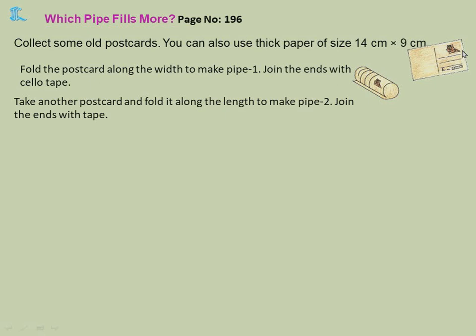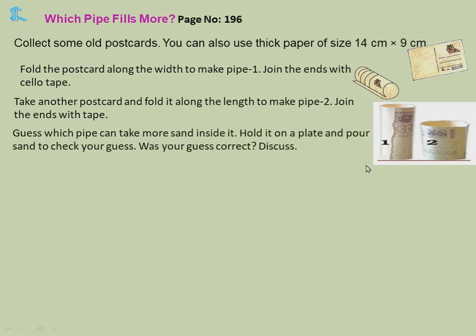Next, take another postcard and fold it along its length. Now what will you do? You will fold along the length and join the ends with tape. Now guess which pipe can hold more sand inside it. Hold it on a plate and pour sand to check your guess. So you will keep a plate down, hold the pipe on the plate, take sand and pour it in, and check which one takes more sand.